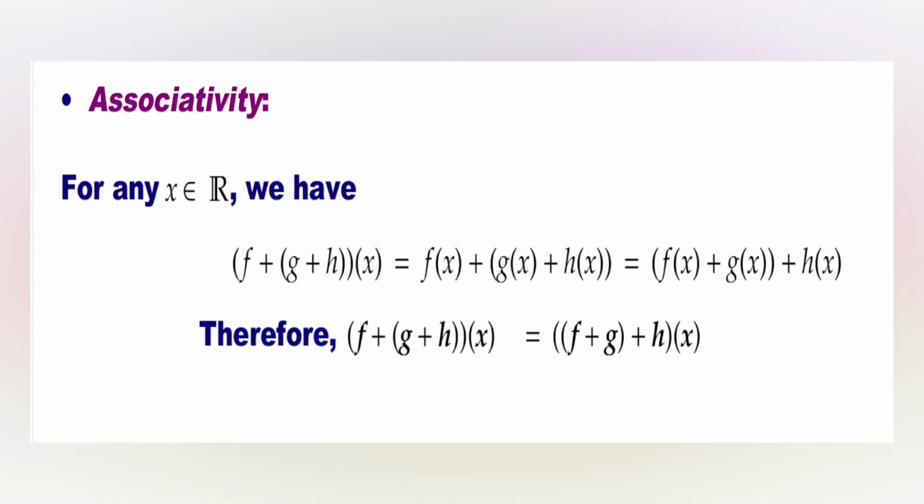Since real numbers hold such laws, for associativity, for any x in R, we have ((f + g) + h)(x) = (f(x) + g(x)) + h(x), which is equal to f(x) + (g(x) + h(x)). Therefore, ((f + g) + h)(x) is equal to (f + (g + h))(x).